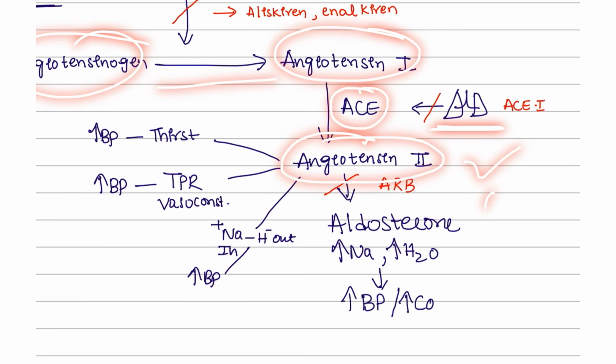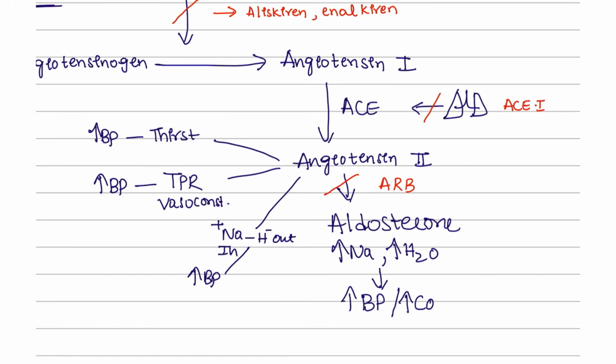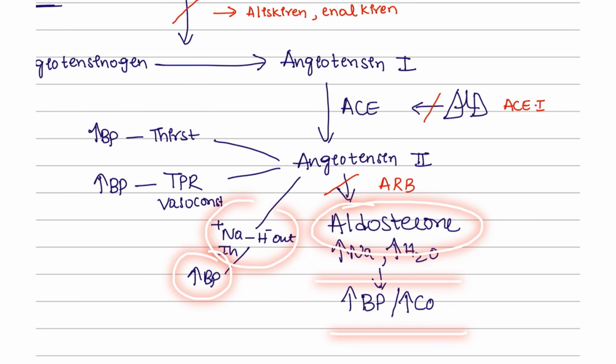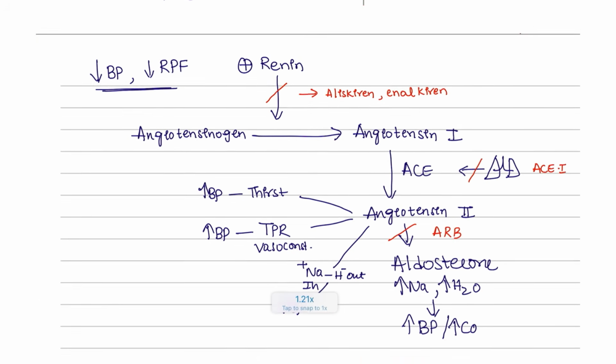What does this angiotensin do? It will increase thirst, so that fluid overload occurs and BP will increase. It will increase the total peripheral resistance, causing vasoconstriction, so again BP will increase. It will increase sodium and hydrogen ion exchange, so again BP will be increased. Also, it directly activates aldosterone, and aldosterone will increase the blood pressure and the cardiac output. So this is how the renin system works.